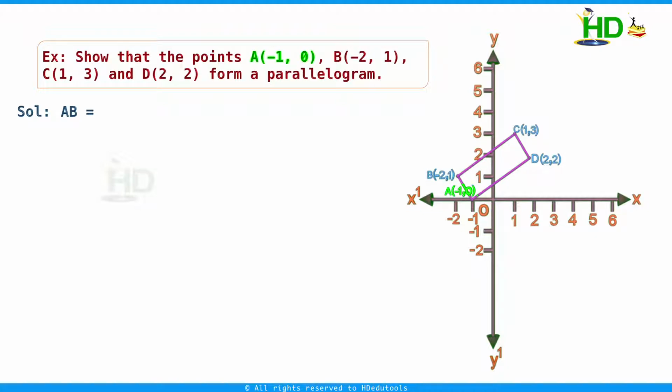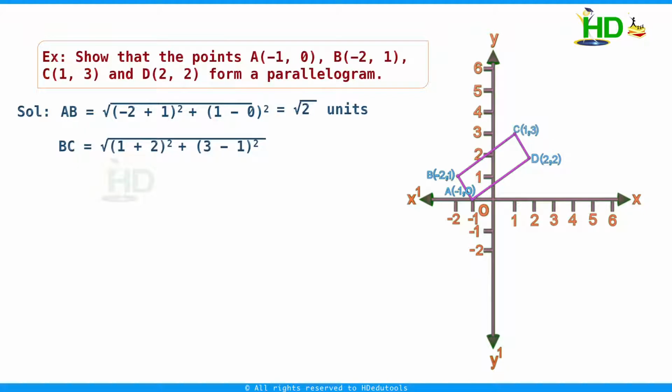Point A is -1 0, B is -2 1. Now this is equal to root of -2 plus 1 whole square plus 1 minus 0 whole square. This is root 2 units. Similarly, BC, the distance between the points B -2 1, C 1 3. This is root of 1 plus 2 whole square plus 3 minus 1 whole square. This is root 13 units.